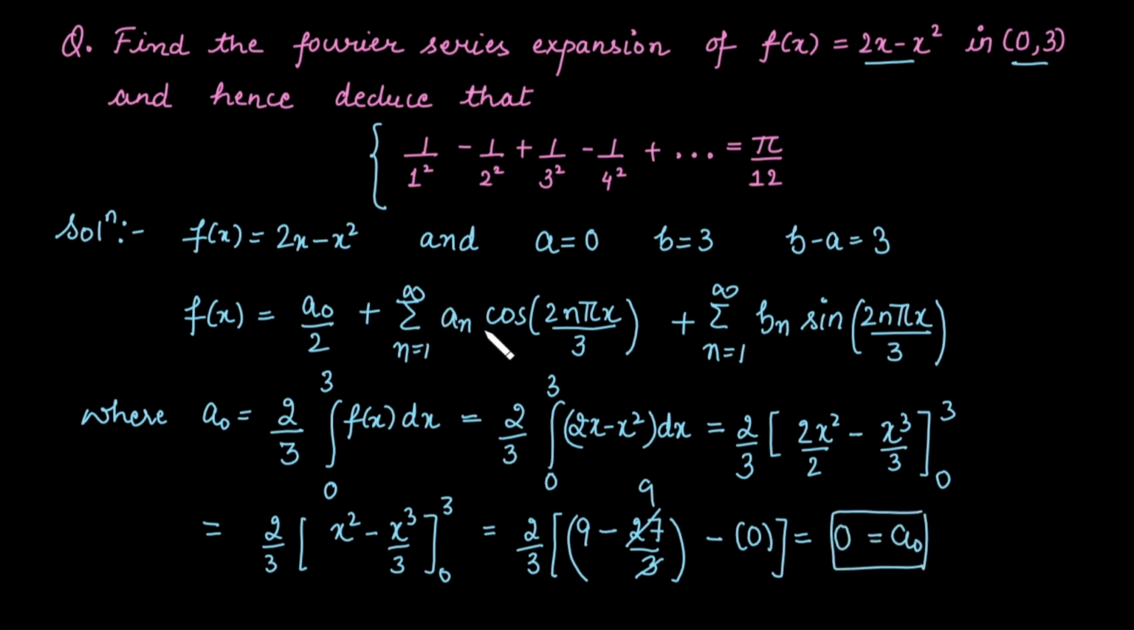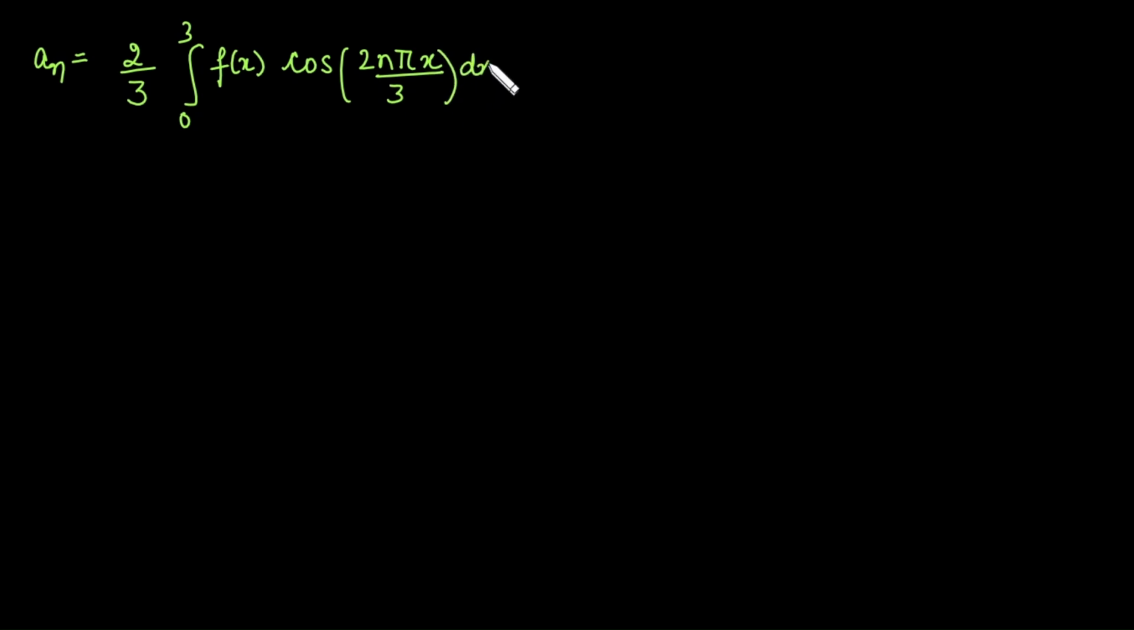Now let's calculate the value of an. An is calculated as 2 upon the length of the interval, that is 3, integration from 0 to 3 of the function multiplied by cos of 2n pi into x divided by the length of the interval 3 in this case. This is equal to 2 by 3. Substitute the function value. In this case the function is 2x minus x square multiplied by cos 2n pi x by 3.